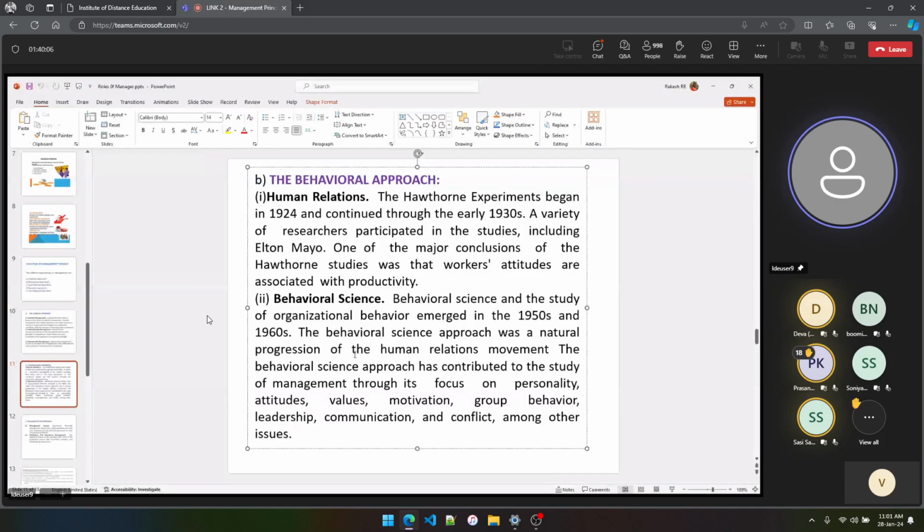Then behavioral science. Behavioral science and the study of organizational behavior emerged in the 1950s and 1960s. The behavioral science approach was a natural progression of the human relations movement. It has contributed to the study of management through its focus on personality, attitude, values, motivation, group behavior, leadership, communication, and conflict, among other issues. All these things, it focuses on an individual. From that particular perspective, how the management can be maintained, can be done.